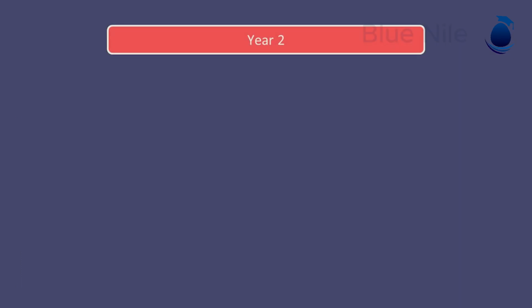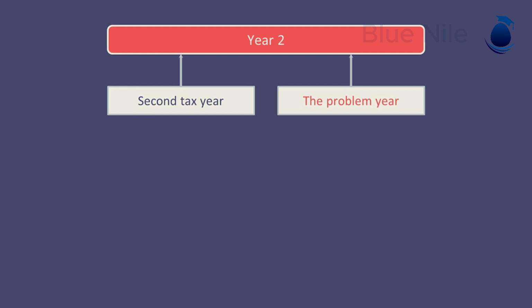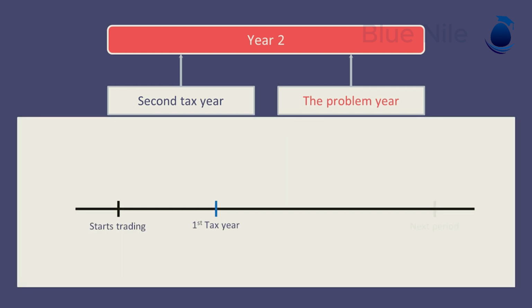In year 2, this is the second tax year in which the person is trading, and this is generally the problem year. To help us deal with this problem, we use 2 questions. Question 1. Is there any accounting period ending in the second tax year? Sometimes there will be and sometimes there won't. If there isn't, this tells us that the basis period for year 2 will be the actual tax year dates, i.e. the 6th of April to the 5th of April. And so we would need to find a way to calculate a profit for this period of time.